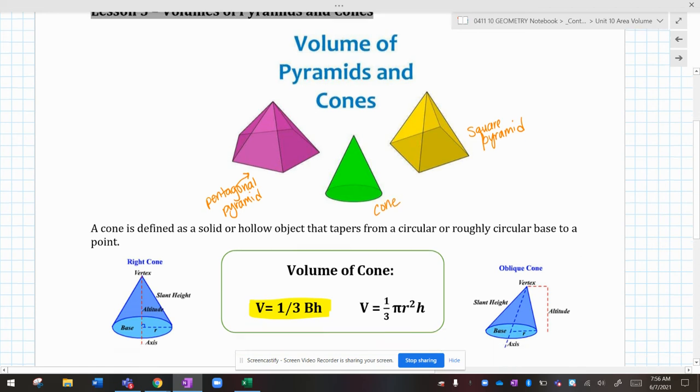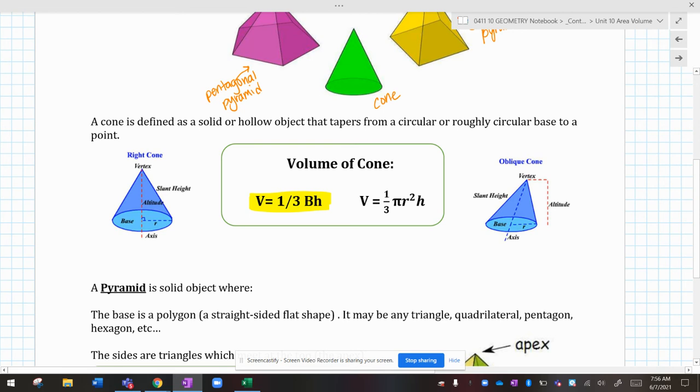All right? Now, a cone has a circle at the bottom and comes to a point. You can have a right cone, which just goes straight up where the vertex is directly above the center of the bottom, or you can have what's called an oblique cone, which is a little bit slanty. Each of those have the same volume. It's 1/3 the area of the base times the height. Now, since the base of a cone is a circle, we've got to remember that the area of a circle is pi r squared. So a lot of times, instead of remembering that the volume of a cone is 1/3 BH, we think of it as 1/3 pi r squared H to make it a little bit easier.